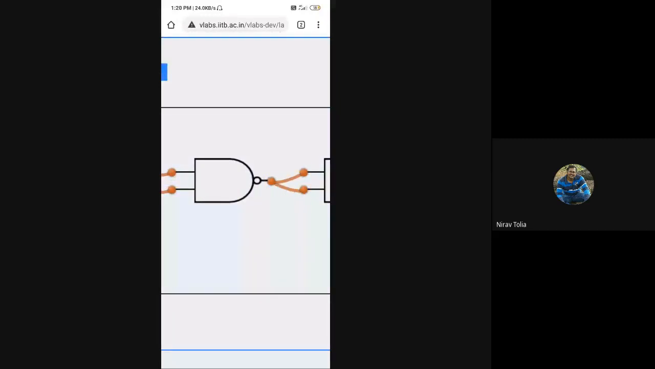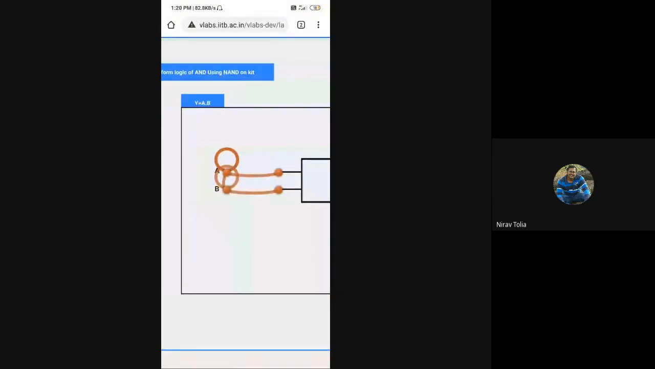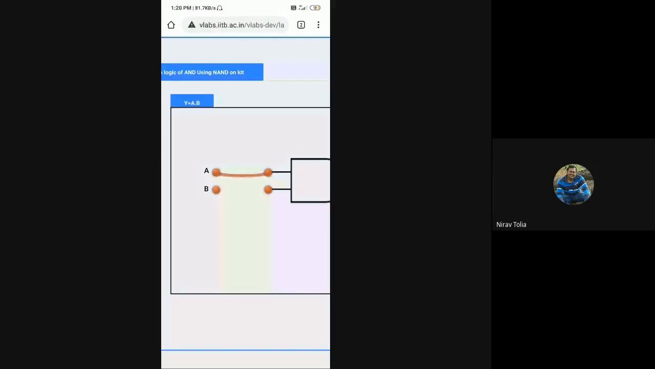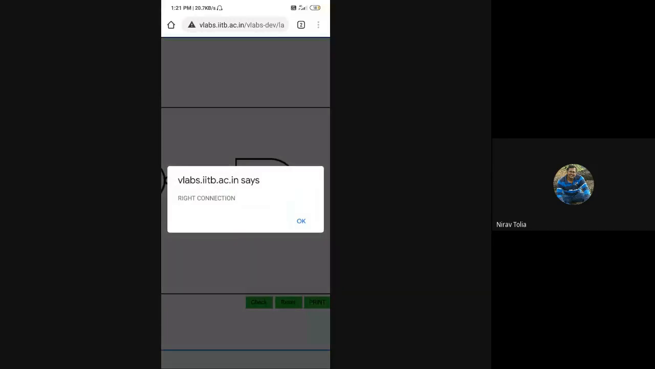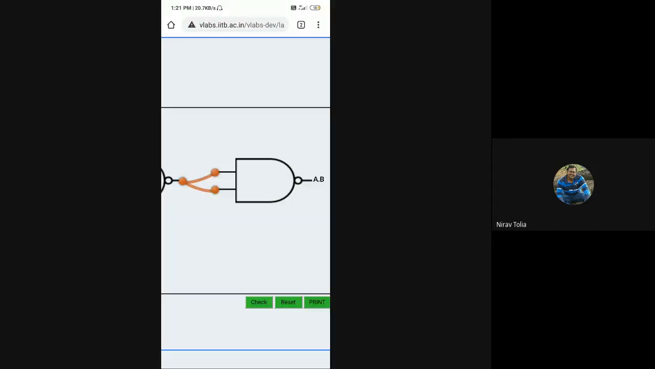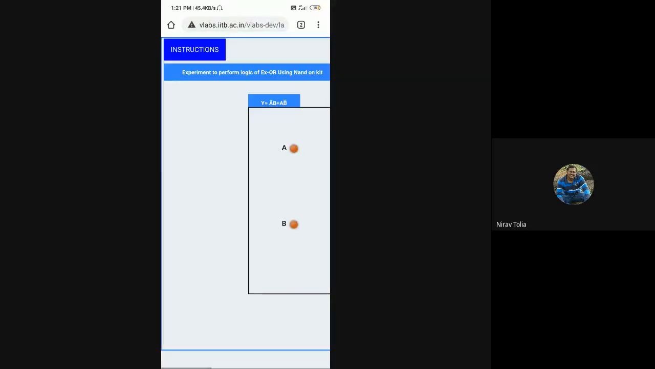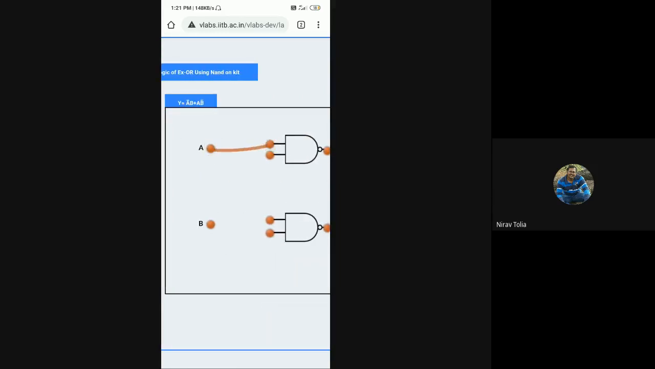No, it's a wrong connection. See, there is a circle. You are creating two circles. It is not deleted. Just go downward and click on reset. If you click on reset, it is reset. Yes, sir. Now click on check. It is right. Yes, very good. So which gate is it? Exclusive OR. Yes, sir.